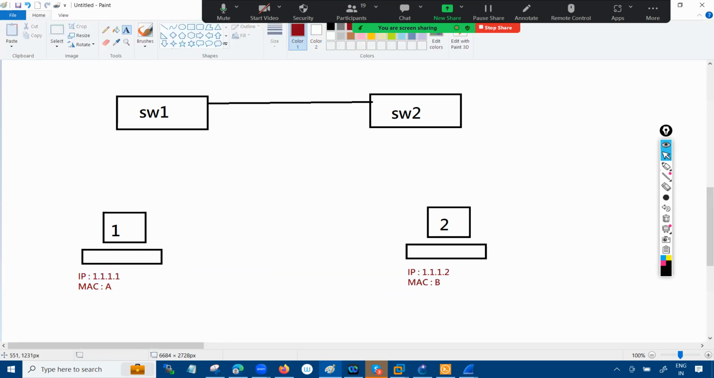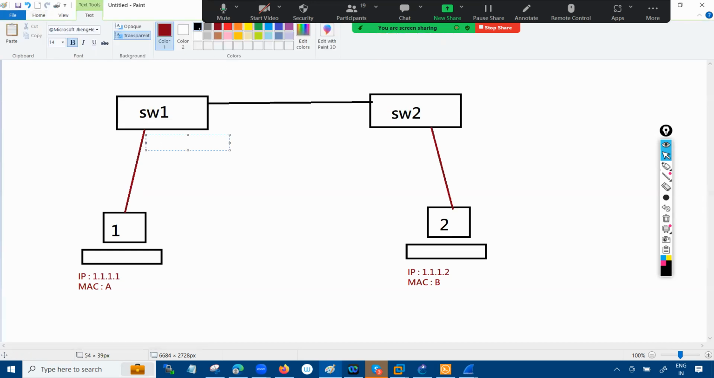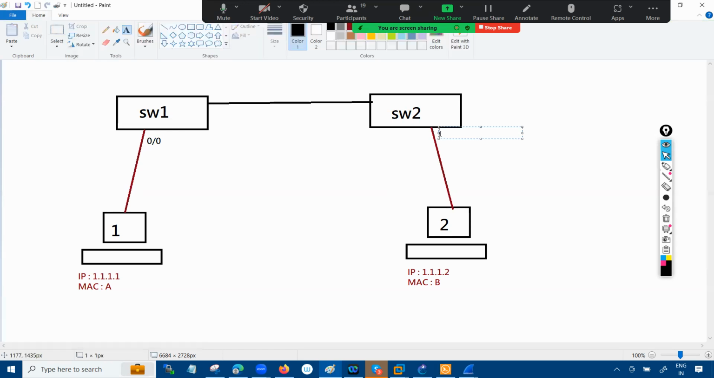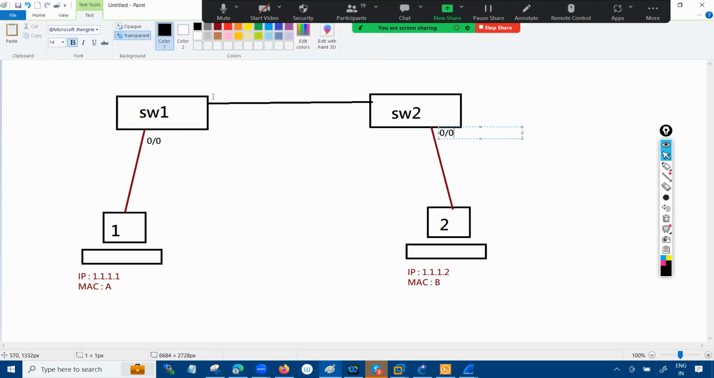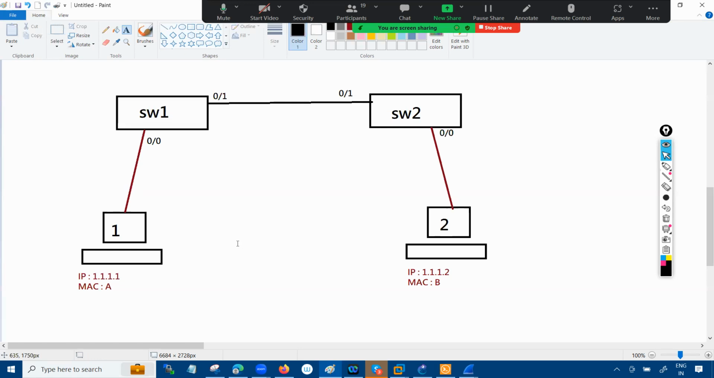And now I'm going to provide the connectivity between them using wire media, because we are using wire technology, not wireless. Now this interface we can call 0/1, 0/0. This interface is also 0/0. And this interface we can call 0/1. This interface is 0/1 as well. First, understand the concept right now. Forget the loop behavior. Understand the concept.